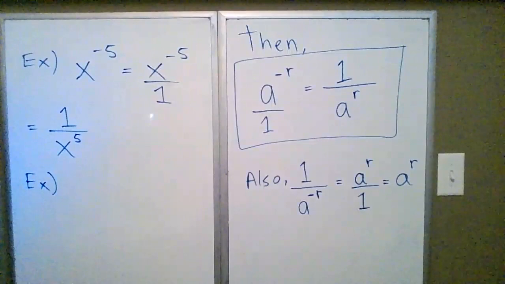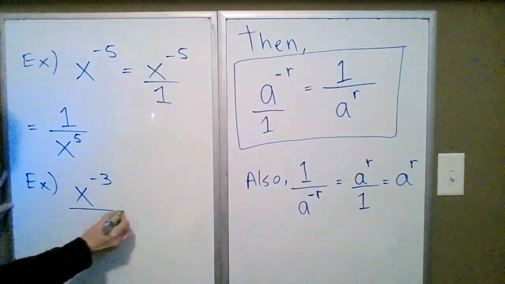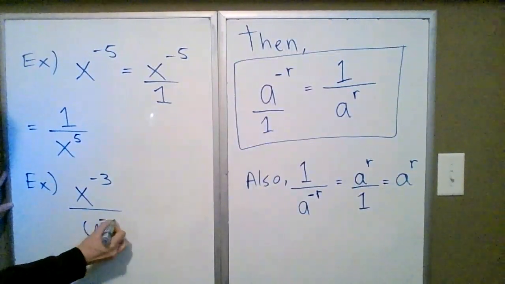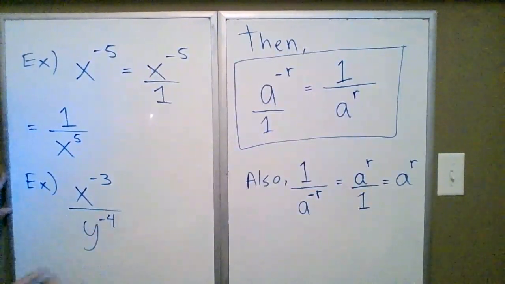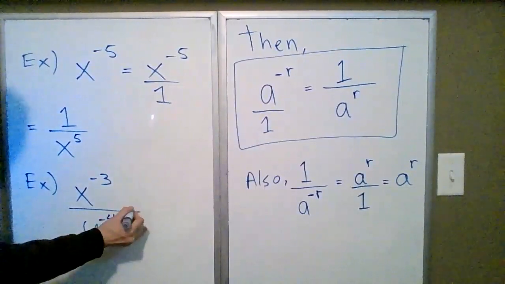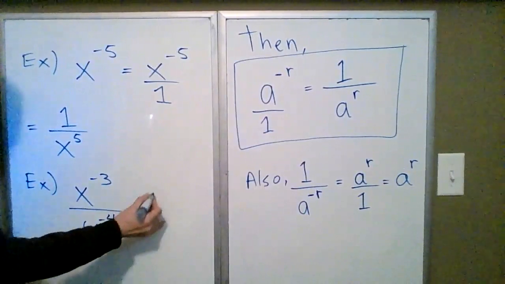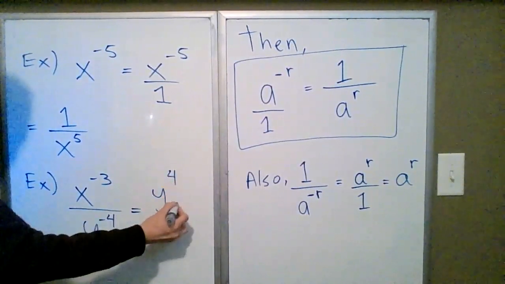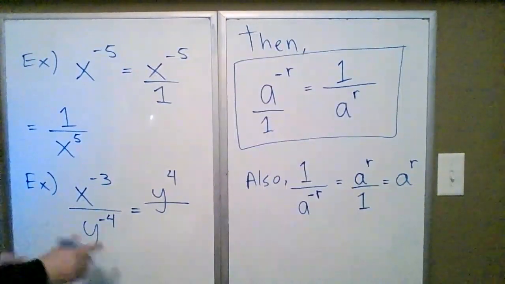This time we want to write x to the negative 3rd over y with a negative 4 without negative exponents. So bring this up into the numerator as y to the 4th. And then bring this to the denominator, it's x to the 3rd.